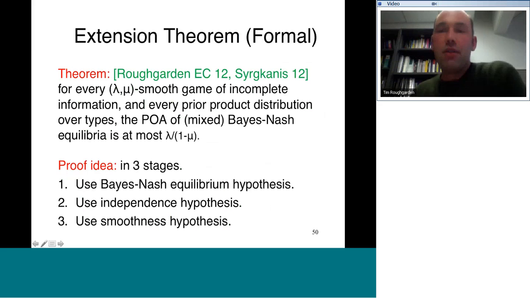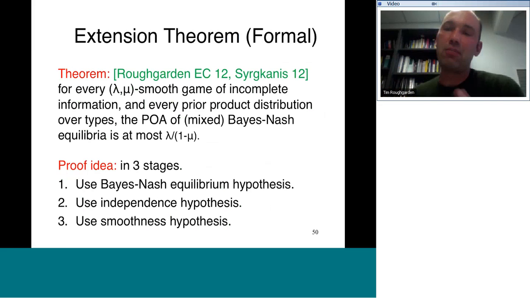And there is an extension theorem that's more general in this sense. So this is a recent result of mine. It was also proved independently slightly later by Vasilis Syrgkanis, a student at Cornell. And so you can define a notion of a smooth game of incomplete information, which more or less says that however you condition on players' preferences, and that gives you a game of complete information, no matter what players' types are, that complete information game is lambda-mu smooth. That's roughly the definition. Then, in every corresponding incomplete information game, every mixed Bayes-Nash equilibrium has approximation factor lambda over 1 minus mu.